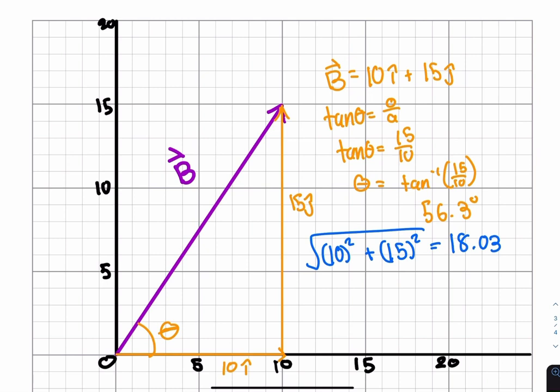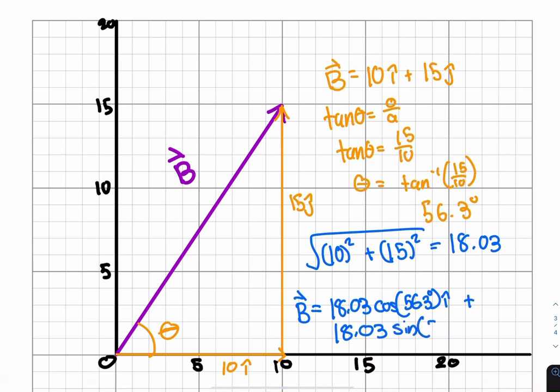Now that we have both magnitude and direction, we can define vector b as 18.03 cosine 56.3 degrees i plus 18.03 sine 56.3 degrees times j.